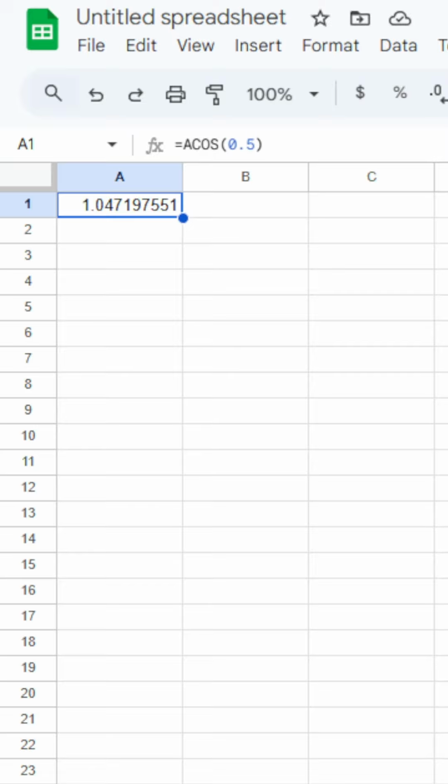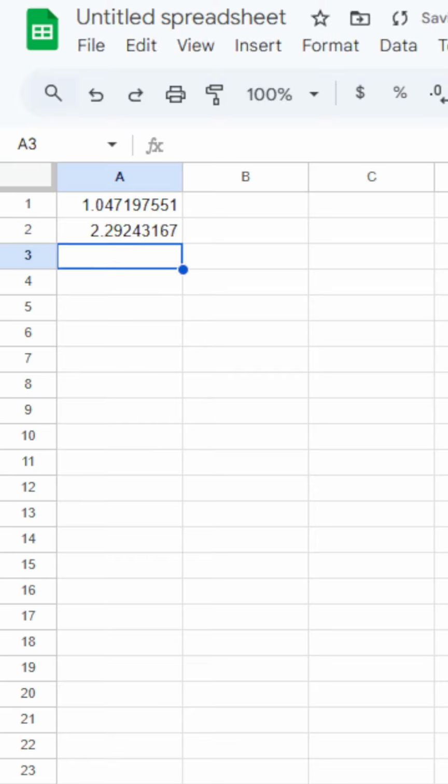What I do know is ACOSH, which takes any number greater than or equal to 1 and gives you the hyperbolic angle whose cosh is that number. For example, if we type 5, we get 2.2924 and all that. So these are the two functions for this segment.